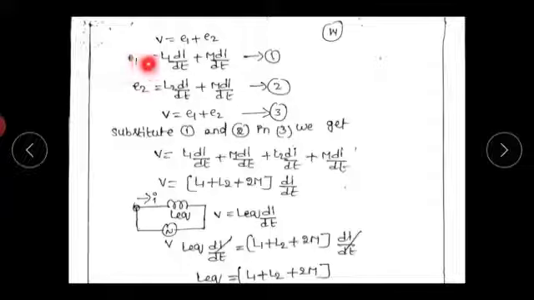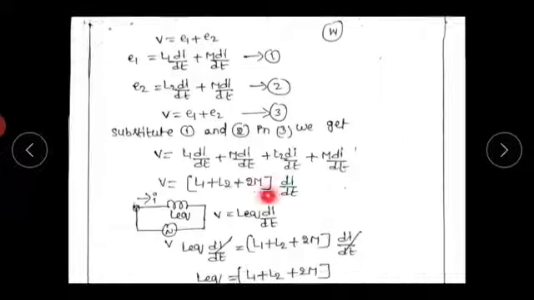So the first coil induced EMF E1 equals L into di by dt. Here the two inductors are in series connection, so the current in the two inductors is the same, equal to I. So E1 equals L1 into di by dt plus M into di by dt. The first term indicates the self-induced EMF, the second term indicates the mutual induced EMF. Similarly the second inductor induced EMF E2 equals the self-induced EMF L2 into di by dt plus the mutual induced EMF M into di by dt. Let this be equation number 1 and this be equation number 2.